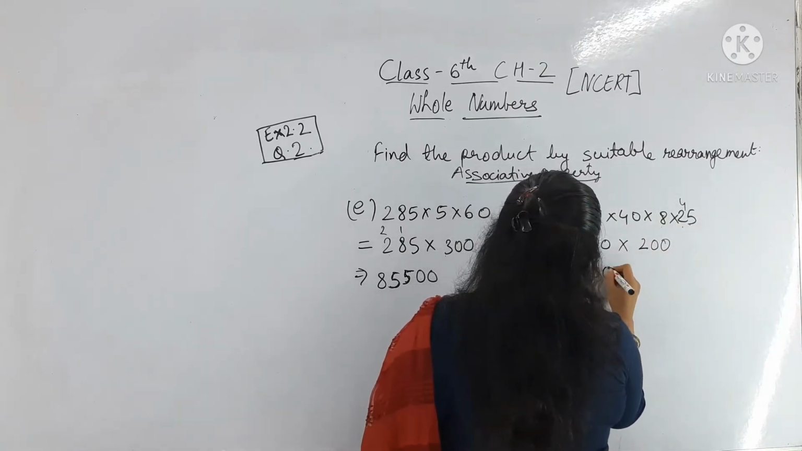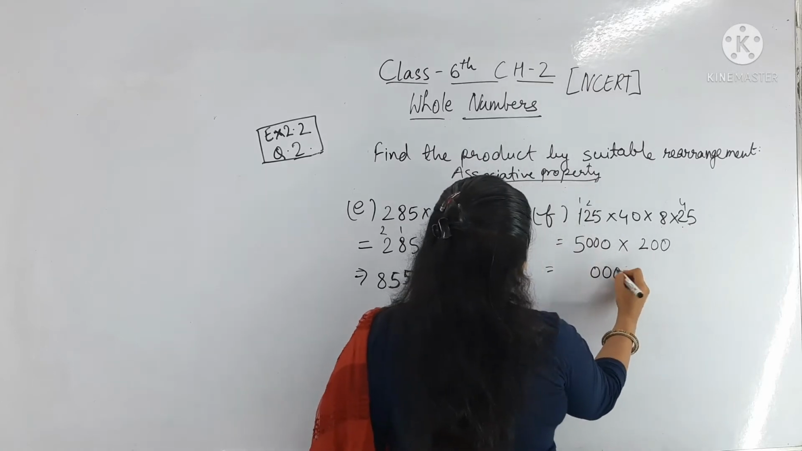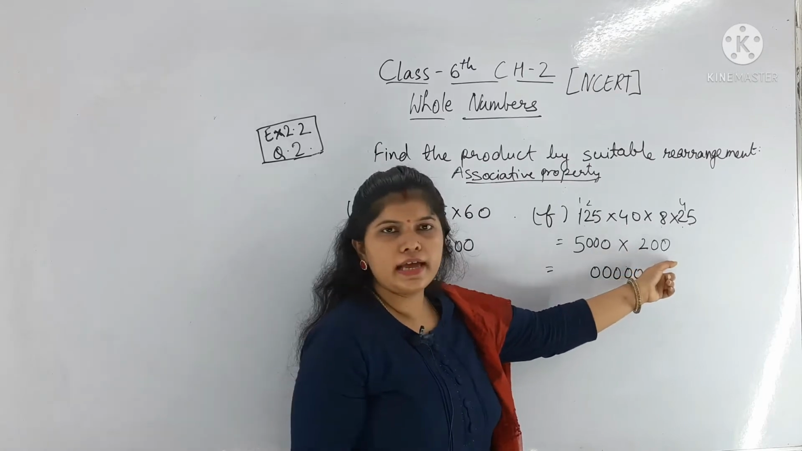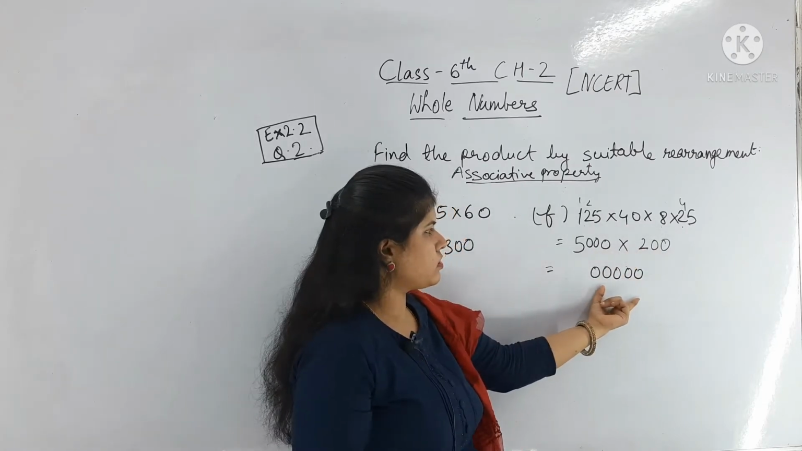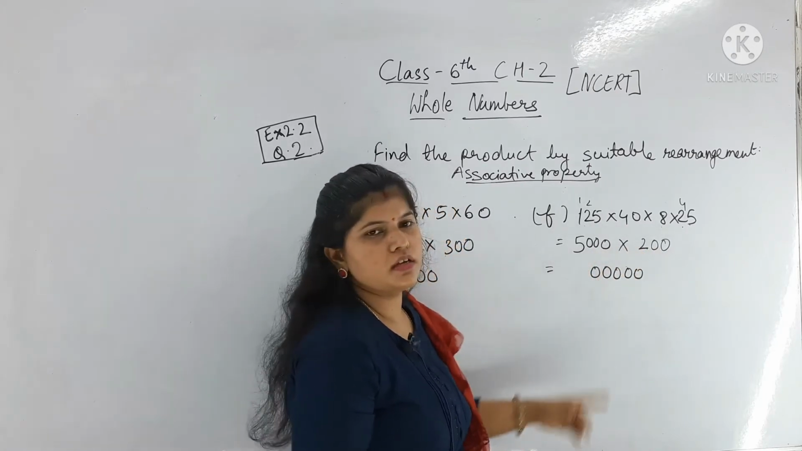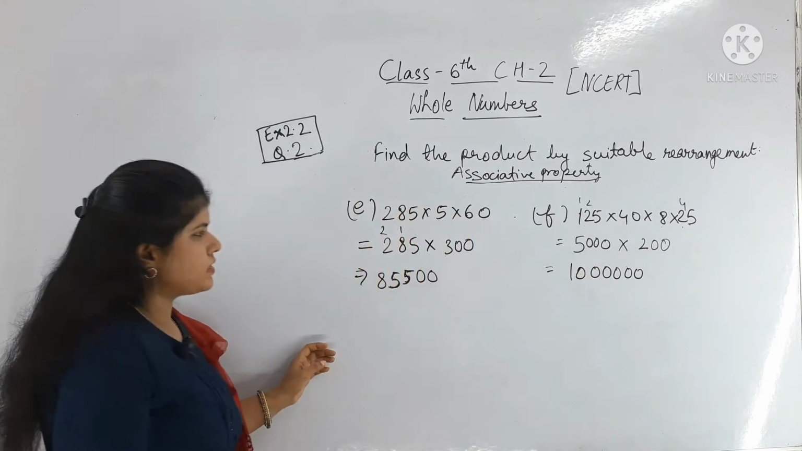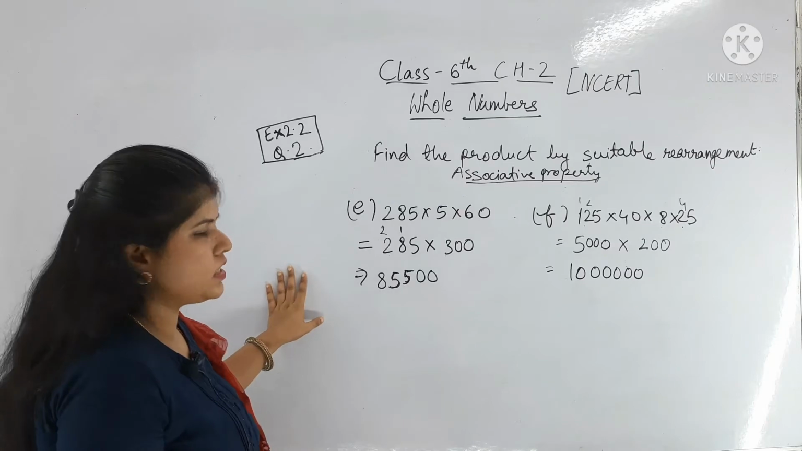So how many zeros? 3, 4, 5. Here 5 zeros, 3 zeros and 2 zeros. 5 zeros are what you have written, and 2 5s are 10. So this way you can simplify in a very easy method.